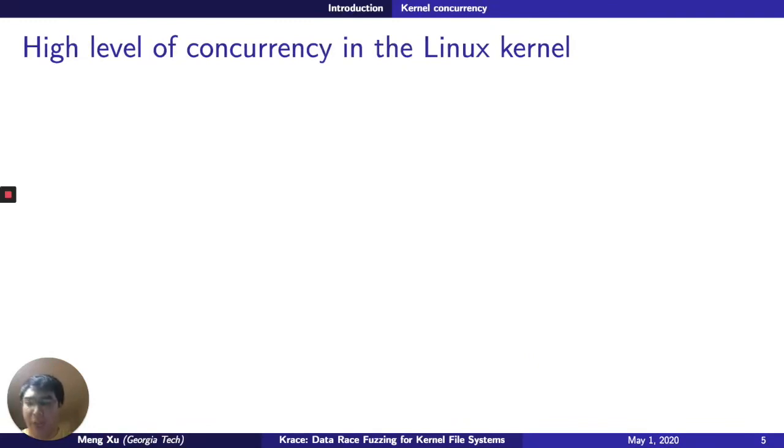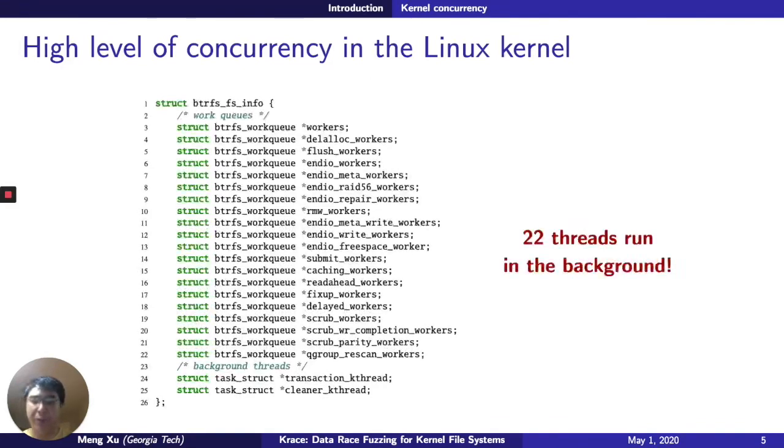Of course, the more concurrent code you write, the more likely we're going to have mistakes in the code. And this is not very good news for the Linux kernel, because the kernel is almost the most concurrent program we use every day. Here is a demonstration of the level of concurrency we would normally see in the kernel file systems. The Btrfs file system itself has 22 threads running in the background, and this doesn't even include the threads that are going to be forked out of these threads.